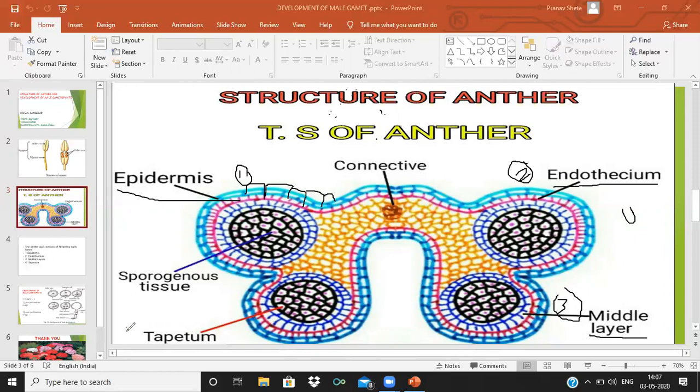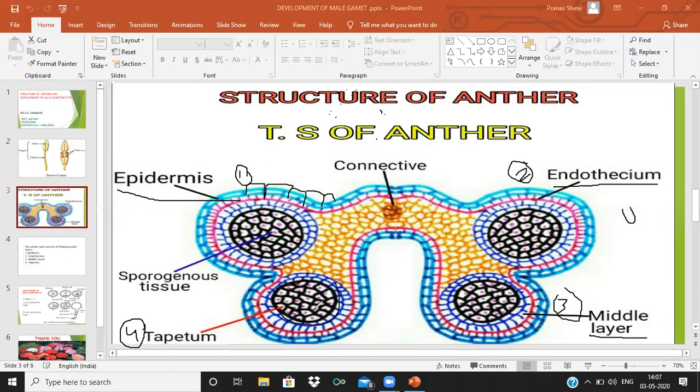Tapetum is the last and innermost layer of the T.S. of anther. It compactly surrounds the sporangial tissues. Cells contain dense cytoplasm with prominent nuclei. See the prominent nuclei in this diagram. Tapetum consists of a single layer of cells, shown in dark black color.